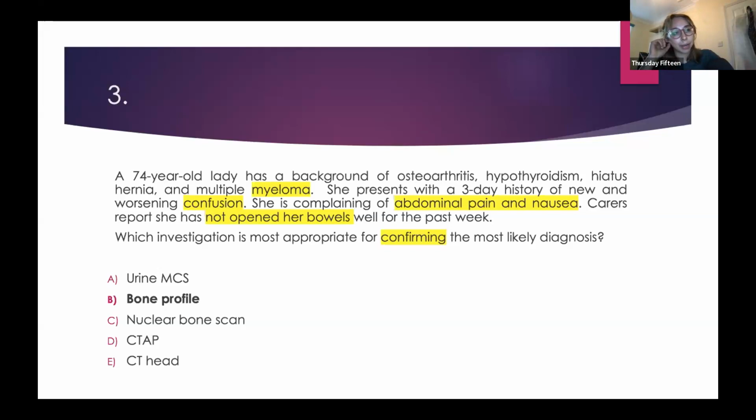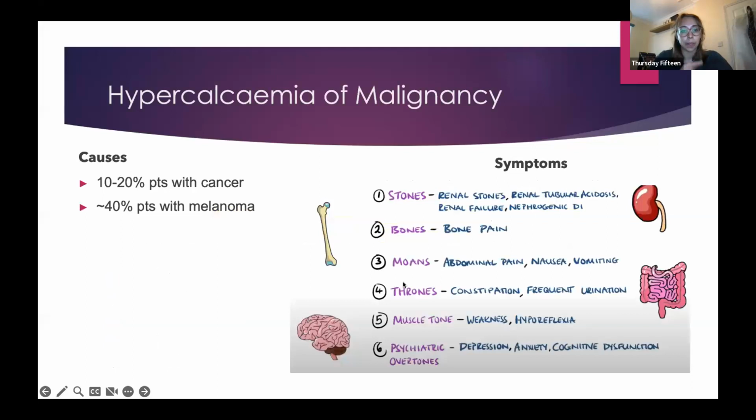A CT scan might show those lytic bone lesions, but I don't think with the whole bowel not opening for a week story is enough to convince a radiologist that this patient needs a CT scan. And doing a CT head, there's no suggestion of new focal neurology or head trauma, so that wouldn't be indicated. So hypercalcemia of malignancy is what this question was about. It occurs in 10 to 20% of patients with cancer, and actually 40% of patients with myeloma get hypercalcemia. So it's really significant in people with cancer.